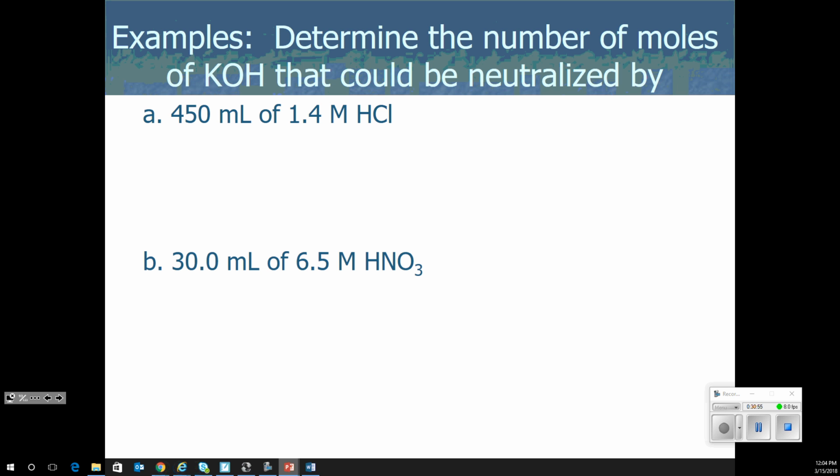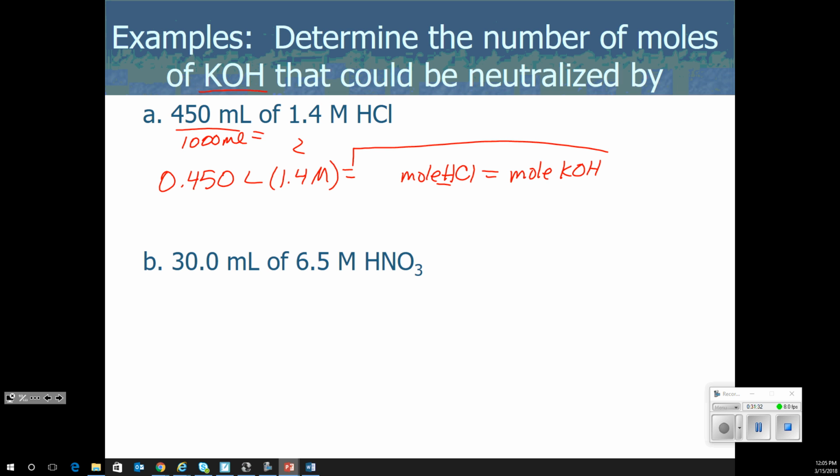We can find how many moles we need to neutralize something. So on this one right here, we would take this, divide it by 1,000 milliliters to get it into liters. So it would be 0.450 liters. Everybody okay with that? Times it by molarity, 1.4 molar, gives me moles of HCl. And since it's a one-to-one relationship, what does that tell me? My moles of HCl will equal my moles of KOH. So whatever I end up with there is the same.